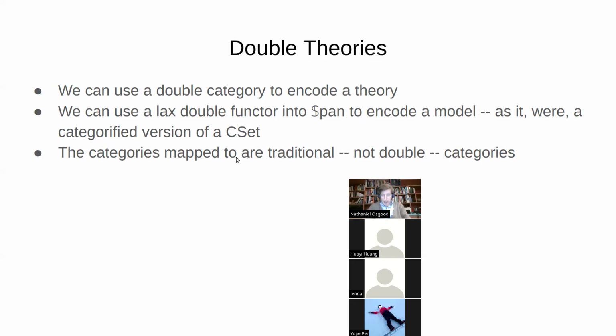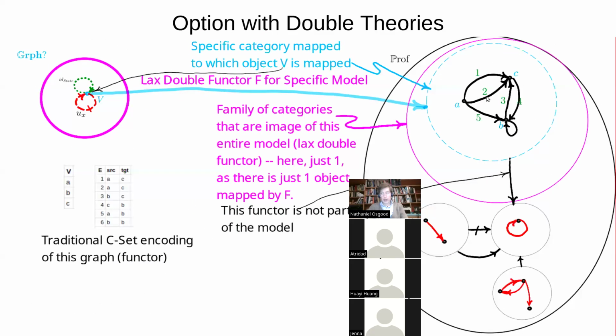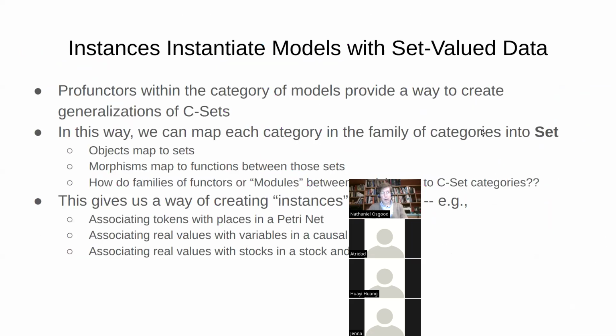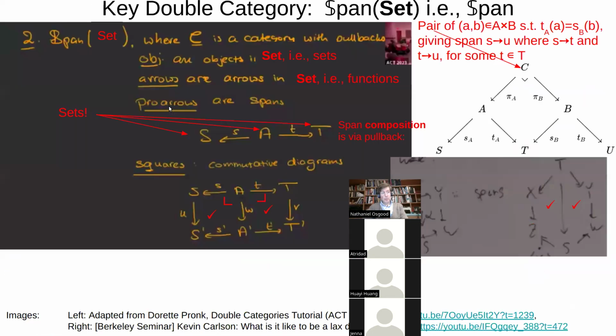The categories created in this way are not double categories, I should emphasize. They are traditional categories. So this is a traditional category encoding our graph. It's not a double category. It's just a traditional one. Here we have the ability to encode structures with greater flexibility. Something that used to require multiple objects, like one for edges, one for vertices, we can do with a single object. And we, in fact, can have multiple types for our causal loop diagrams.